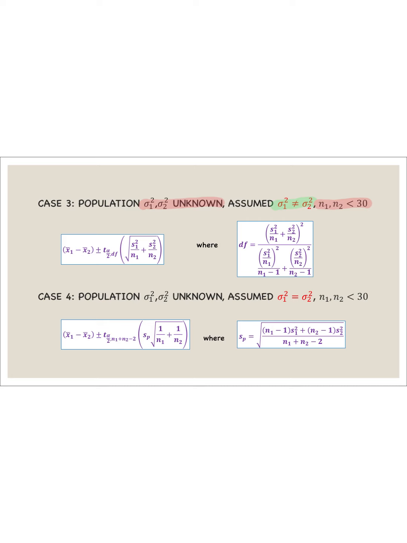So the formula yang kita akan gunakan adalah X bar 1 minus X bar 2 plus minus T alpha over 2, degrees of freedom, times the square root of S1 squared over N1 plus S2 squared over N2. Where the formula for degrees of freedom is (S1 squared over N1 plus S2 squared over N2) squared, over (S1 squared over N1) squared over N1 minus 1, plus (S2 squared over N2) squared over N2 minus 1.